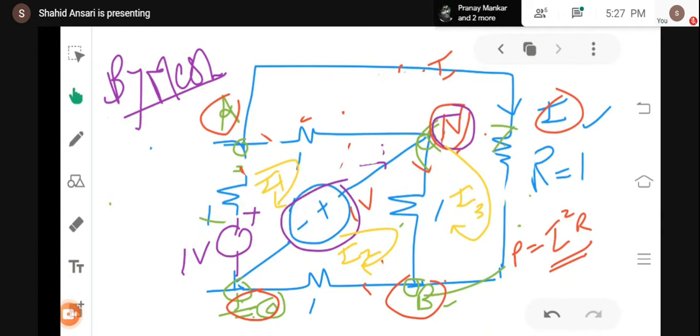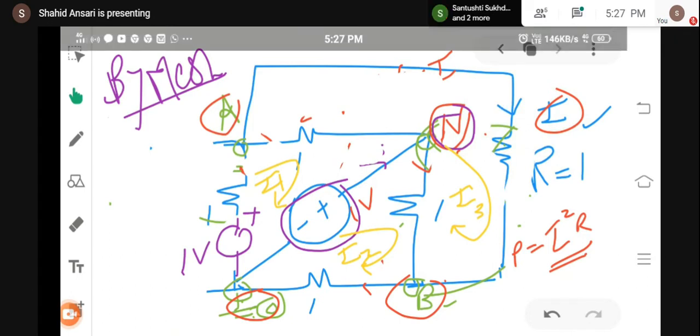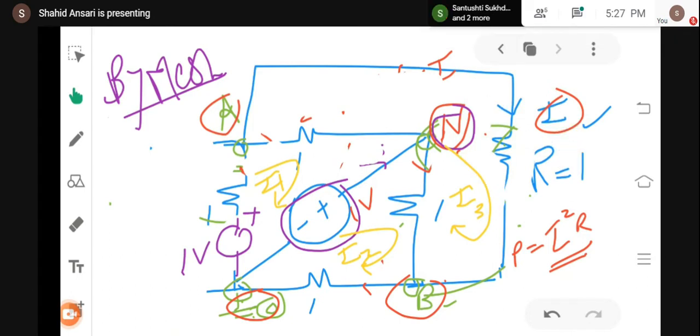Okay. Similarly, you can apply in all the 3 loops, and the value of I will be equal to the value of your current I3. Is it correct or not? Yes, sir. Okay. Mesh analysis, you can solve it more easily, but it will be difficult for you to find out different parameters.